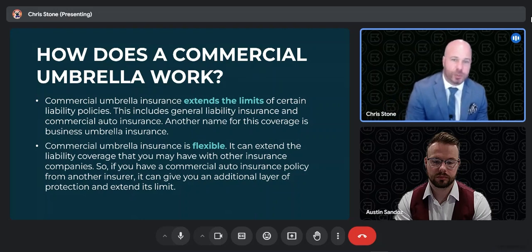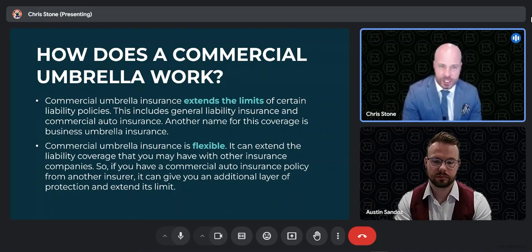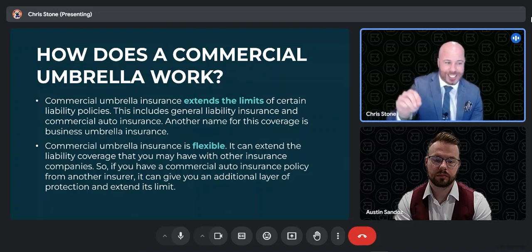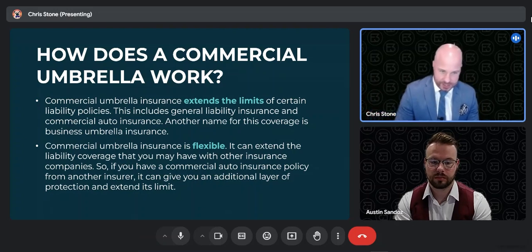How does a commercial umbrella work? Outside of what I just stated, commercial umbrella insurance extends the limits of certain liability policies, including general liability insurance or commercial auto insurance. Another name for this coverage is business umbrella insurance. One of the things, though, that typical commercial umbrellas don't extend to, typically they don't extend to most professional liability policies, and they also don't extend to liquor liability. So if you own a bar and you have liquor liability coverage and a commercial umbrella, that umbrella usually won't extend to liquor liability. It's important to note that. It doesn't extend to all policies, but it does extend to most policies.